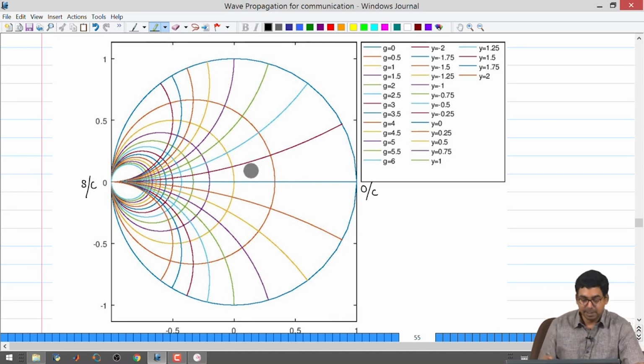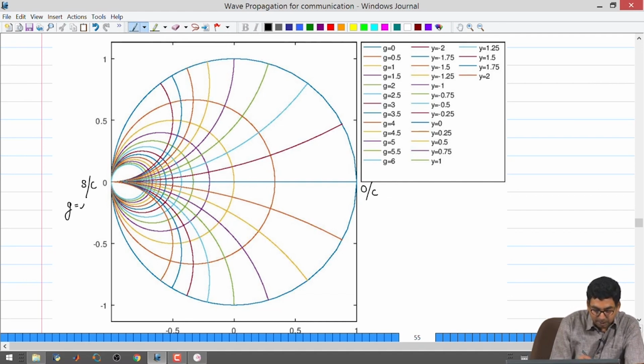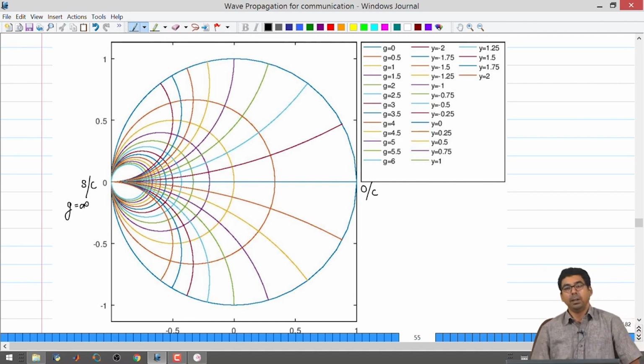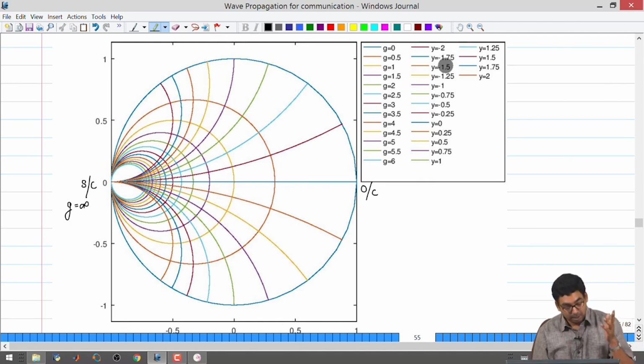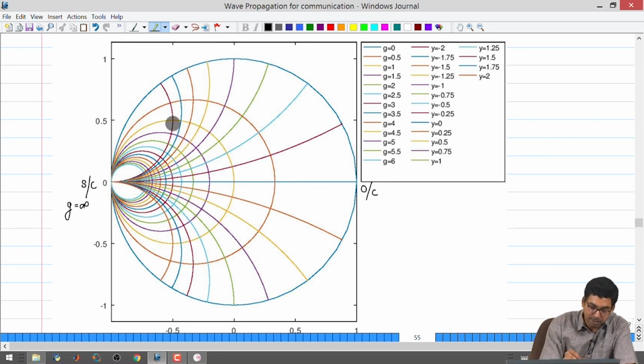So, you will end up getting a short circuit. This means that G is equal to infinity on the left hand side. Conductance equal to infinity means that you have short circuited your circuit. You could also take the imaginary part of the admittance, which is the susceptance, and keep your G constant and draw different constant susceptance curves for different values of G, and you will end up with curves that are flaring out.